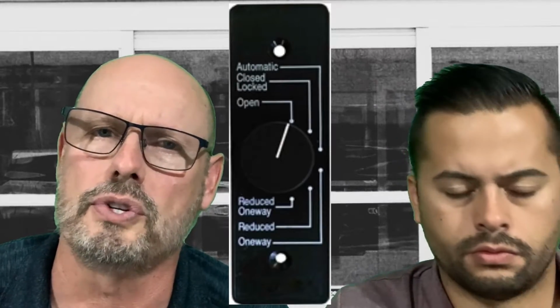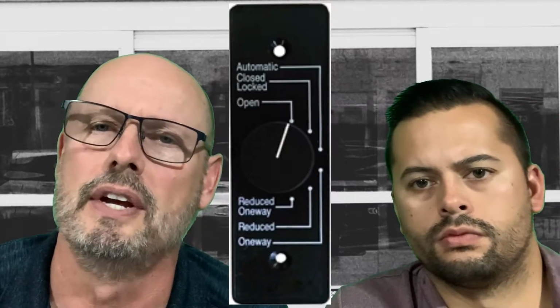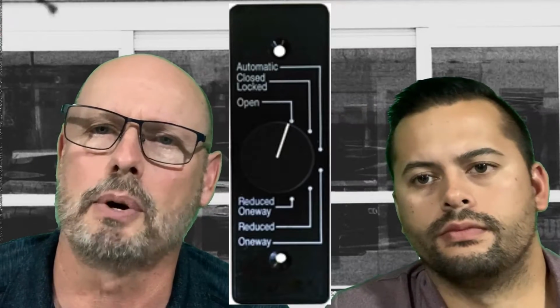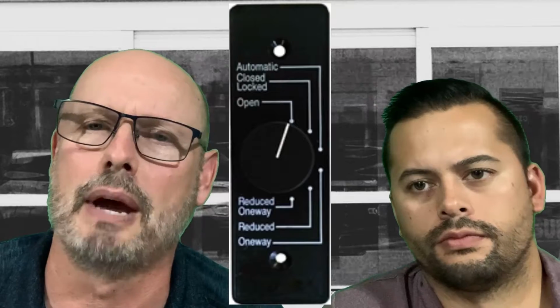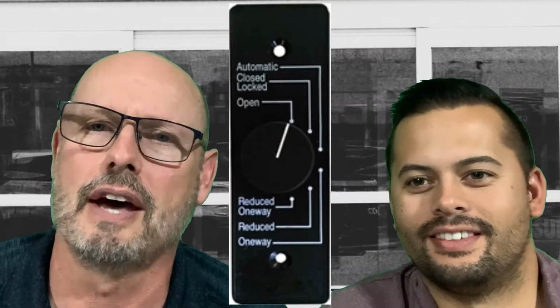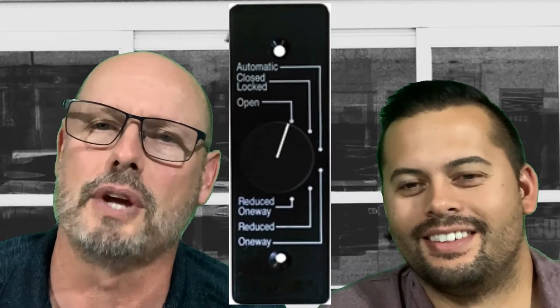In a lot of grocery stores, it's never even used because the door only opens part way and people end up crashing into the door with their shopping carts and mangling the heck out of the door. So it's not always a good idea to use that position.